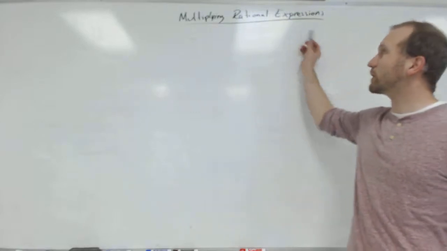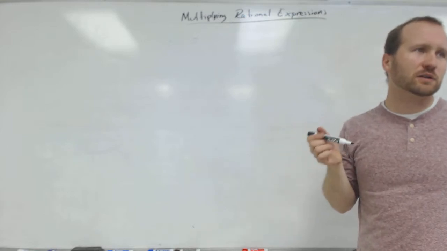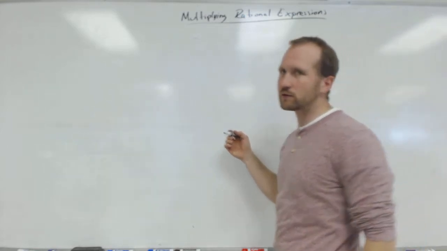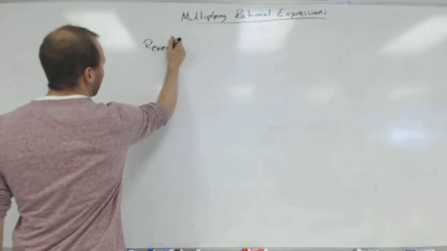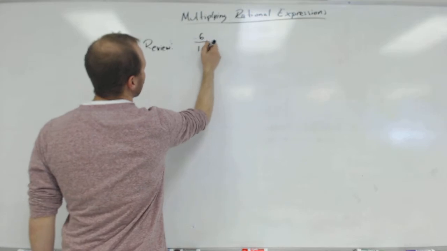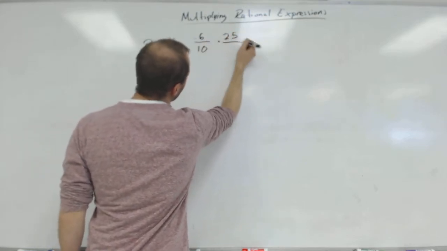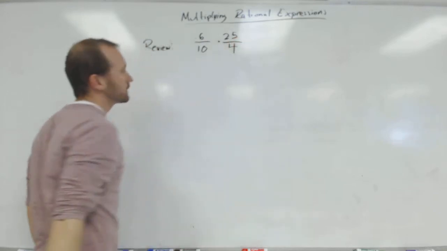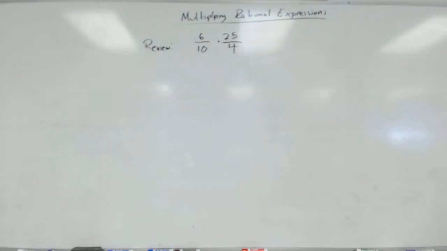Multiplying rational expressions. So we just reviewed multiplying fractions, right? But let's do that in the video as well. You did it on your homework last night. If we have two fractions, something like 6/10 times 25/4, how do we multiply those?